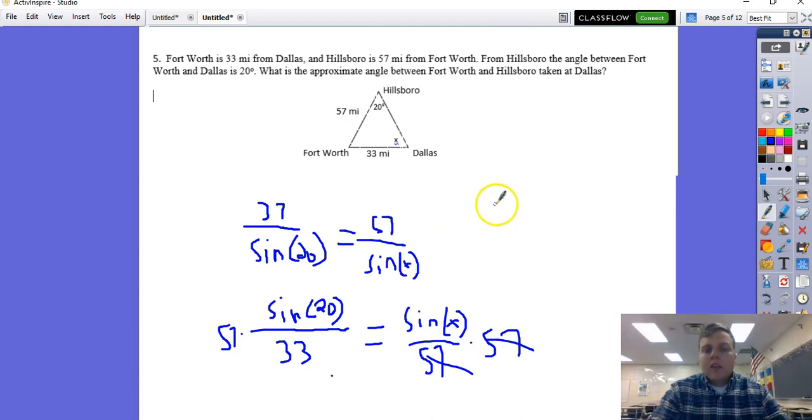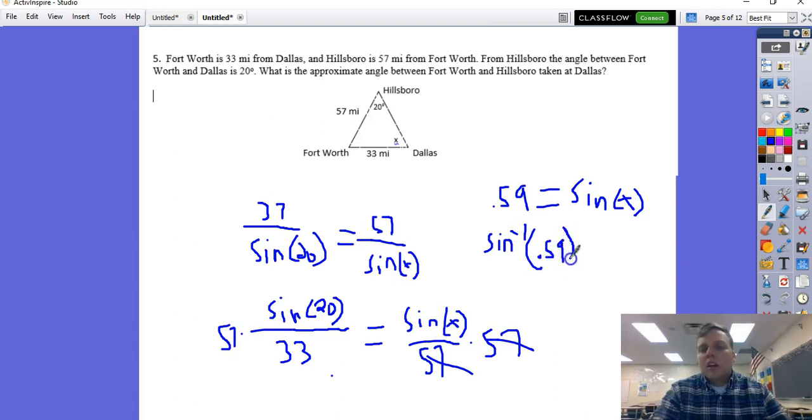Now, that's a rounded answer, and I'm actually not going to type that into the calculator. You'll see what I'm going to do in just a second. 0.59 is equal to sine x. Now, I want to solve for x, not sine x. So I use the calculator's sine inverse ability. So I'm going to take the sine inverse of both sides. Just as addition and subtraction and multiplication and division are opposites of one another, and they kind of undo one another, sine inverse and sine undo one another.